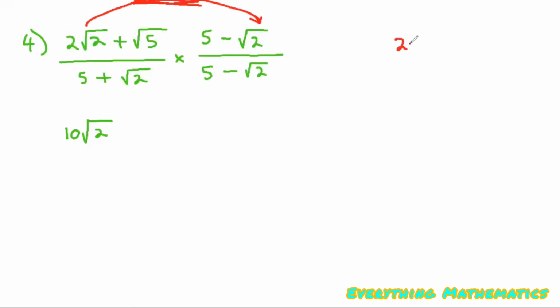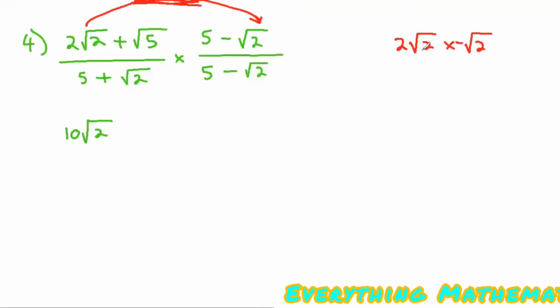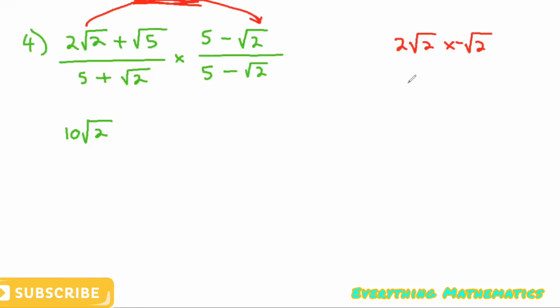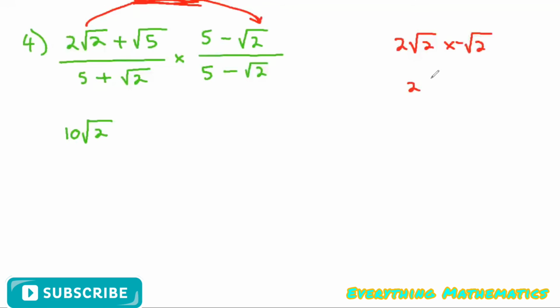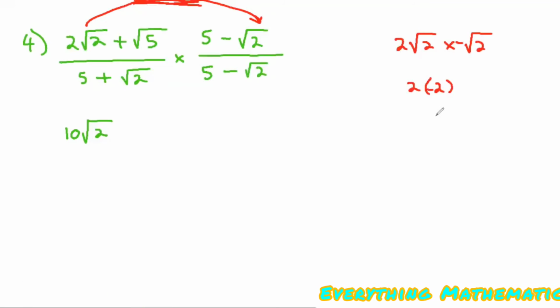So this is 2 root 2 times root 2, but it's negative, right? So notice now, the 2 on the outside will remain the 2, but the root 2 here times this root 2 here will just give us negative 2. So eventually our answer there will simply be negative 4. 2 times negative 2 is negative 4.